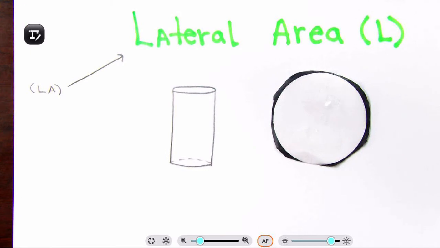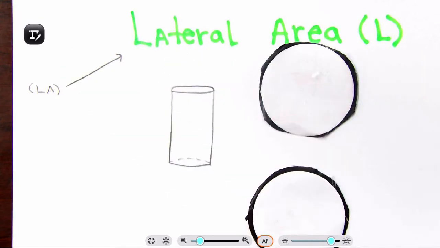All right, so we have the top, we have the bottom, so we have two bases. So this base is the top, this base is the bottom. And then what we have left over is the lateral area. Okay, so lateral area is the area excluding your bases.